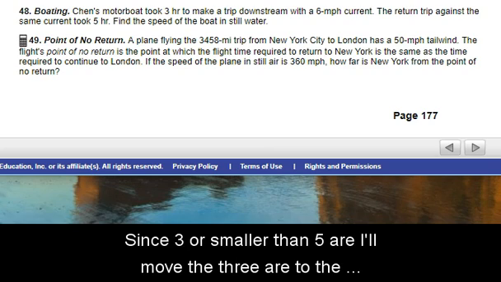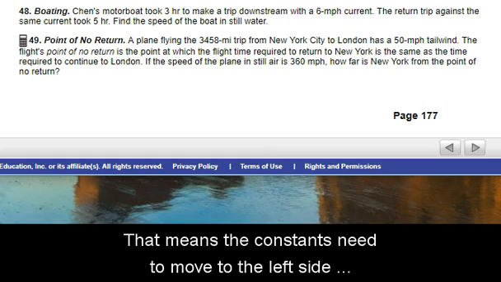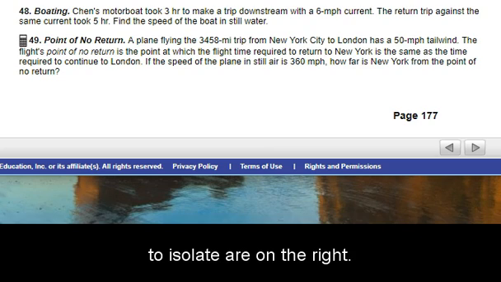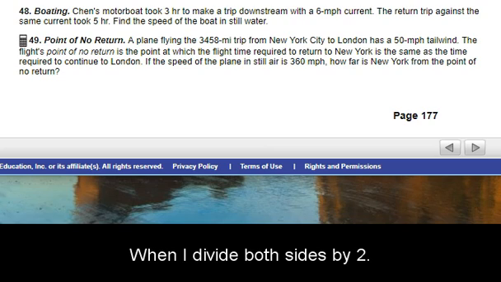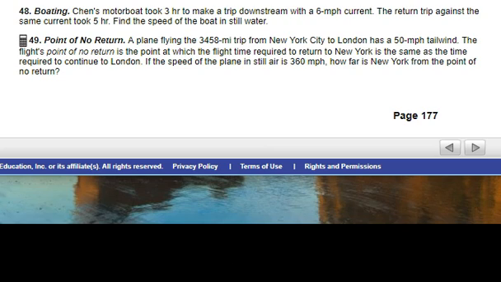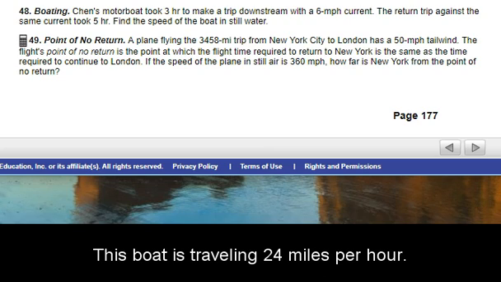Since 3R is smaller than 5R, I'll move the 3R to the right side by subtracting. That means the constants need to move to the left side to isolate R on the right. So I'll add the 30 to both sides. And that would give me 48 on the left equal to 2R on the right. When I divide both sides by 2, I come up with the final result that this is actually a quite fast boat. This boat is traveling 24 miles per hour.